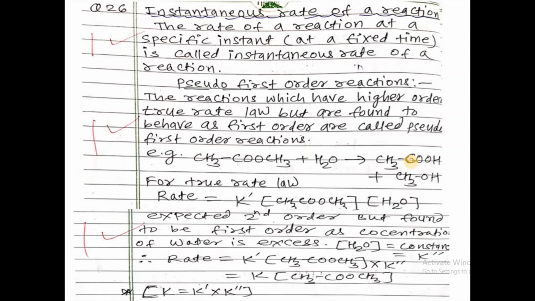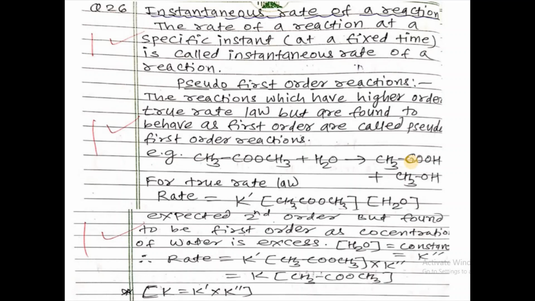And the example: CH3COOCH3 plus H2O, that means hydrolysis of methyl acetate in presence of acid, it gives CH3COOH plus CH3OH. For the rate law, rate is equal to k' into concentration of CH3COOCH3, that means concentration of methyl acetate, into concentration of H2O.